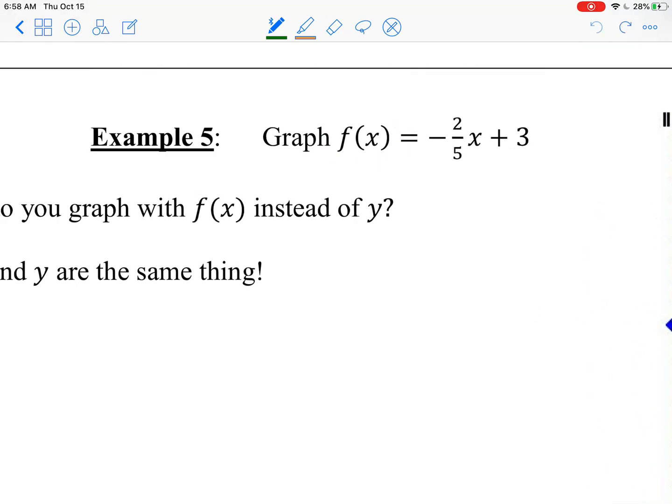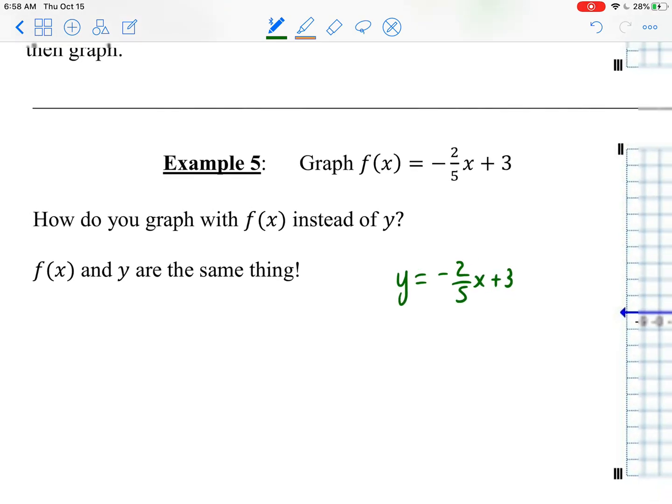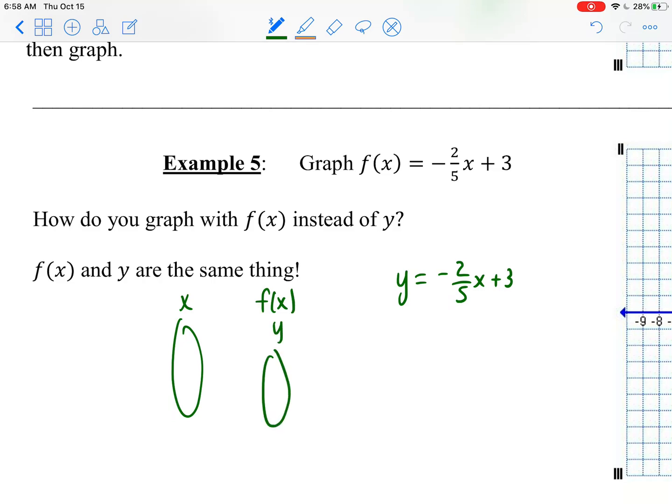Some of you are going to freak out because you're going to see f of x, but it's just the same thing as y. Okay, so literally it's saying y equals negative 2/5 x plus 3. Okay, so f of x, y, it's the same thing. They're both the output, right? So like when you have a mapping, here's your x, here's f of x. You can also call these y. It's literally the same thing, right? And then you do the mapping.